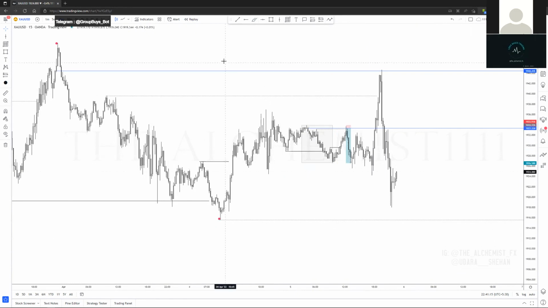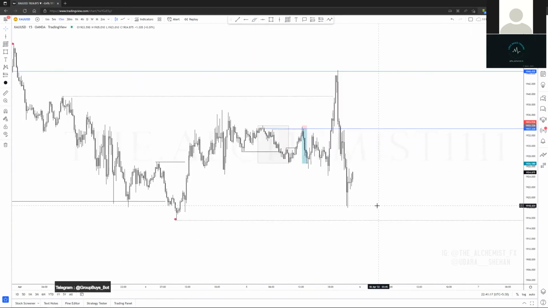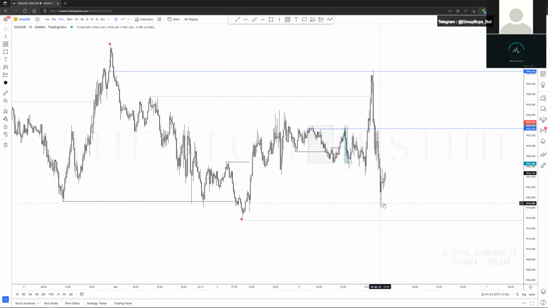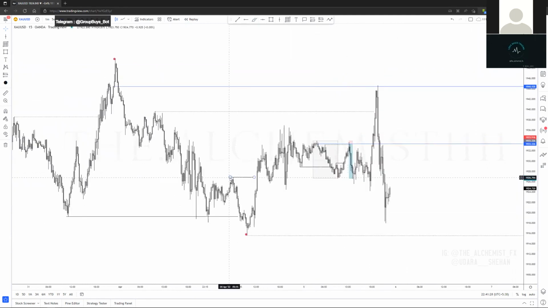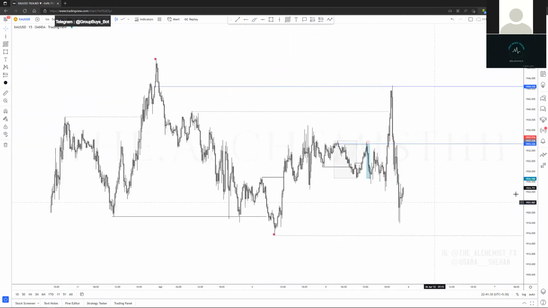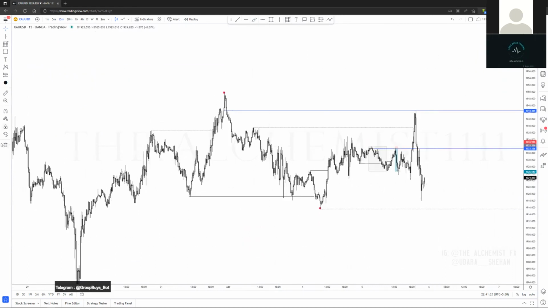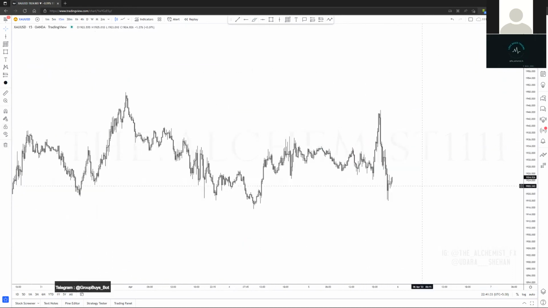A strong high or a strong low will always hold at least one time. You can use that at least once. So you saw that, right? Even on gold it is the same thing.